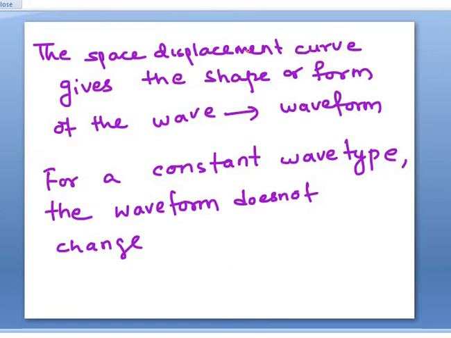Now here, what is a space displacement curve? It gives the shape or form of the wave, and this is known as the waveform. Suppose a wave is constant throughout, the same shape, then you will call it a constant waveform. It's a constant wave, and because it is repeating itself, it can be called a periodic wave also.